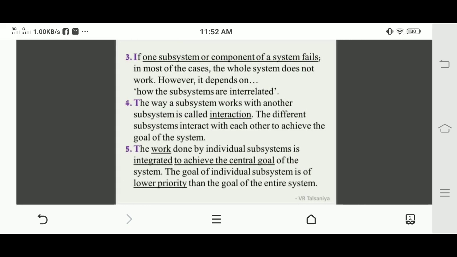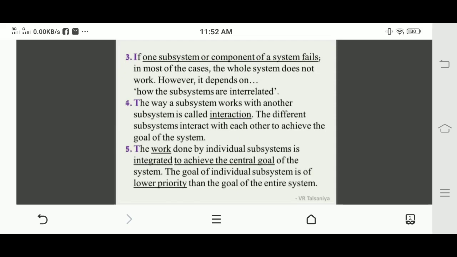Next is when one subsystem or component of a system fails. In case one subsystem fails, it depends on how the subsystems are interrelated. If any one of the subsystems fails while working, we should check, and if it is interrelated, then some dependencies will be there. If not, then the system will work properly.